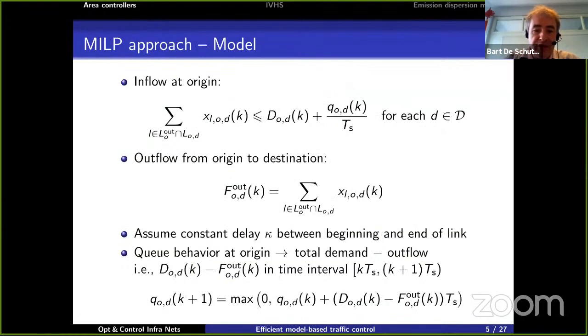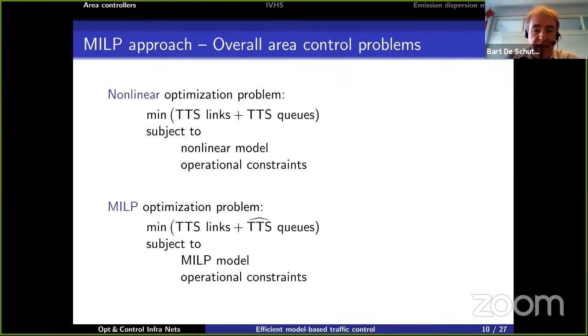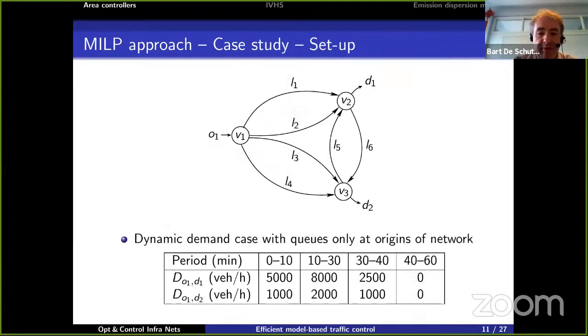So we do it for area controllers, but the outcome is still the same. So we get that our original problem is nonlinear, but our approximate problem is a mixed integer linear programming problem. And I will show a small case study with 3 nodes and interconnecting links.